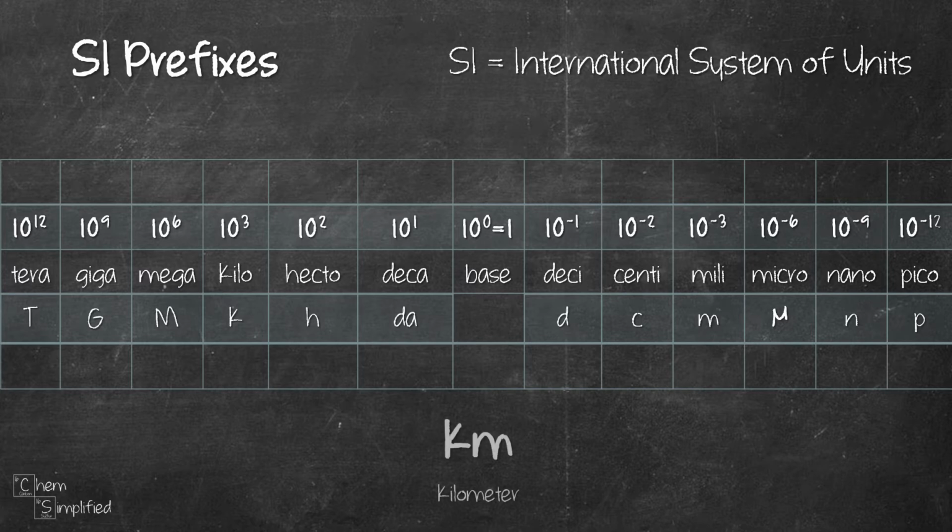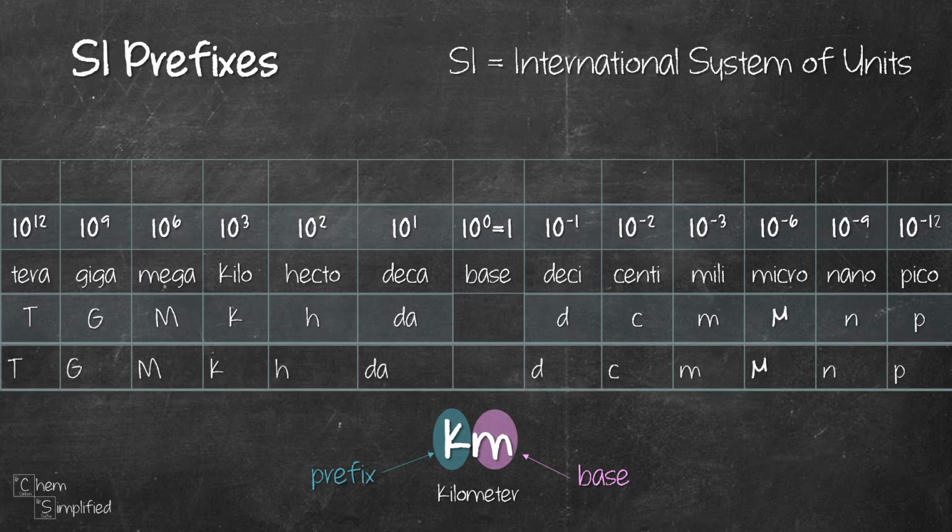Let's take kilometer for example. That's a unit for distance. So meter in this case is the base unit. K, which stands for kilo, is the prefix. To make life easy, I came up with a mnemonic to help you remember all the 12 prefixes.